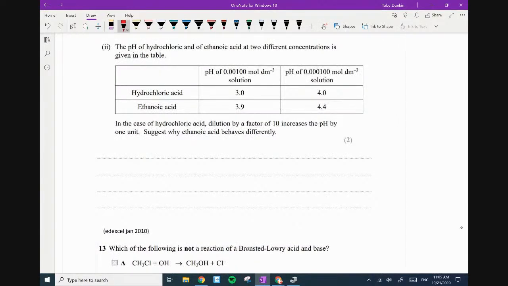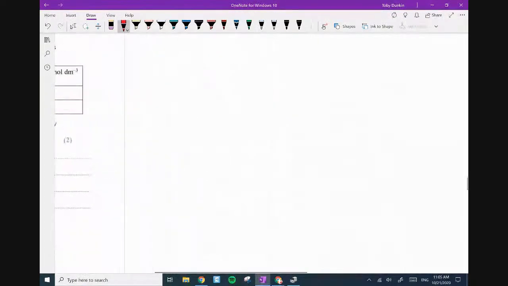What's really interesting is look what's happened. The hydrochloric acid has gone up by 1 point. It's become 10-fold less concentrated, so it's gone up by a pH of 1. This has become 10-fold less concentrated, but it hasn't increased the same. It's only increased by 0.5, by about half. So what's happening in terms of molecules? That's super interesting.